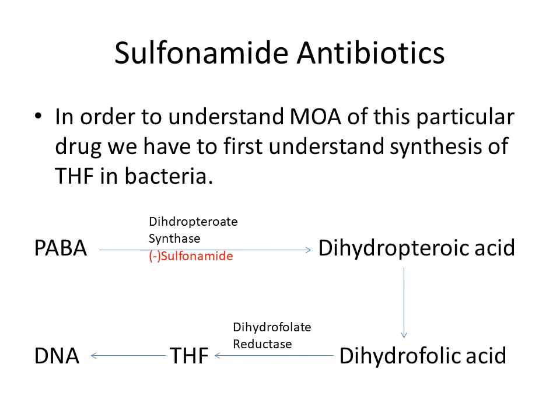Dihydropteroic acid will convert into dihydrofolic acid, and dihydrofolic acid will convert into tetrahydrofolate with the enzyme dihydrofolate reductase. This enzyme is inhibited by trimethoprim. Tetrahydrofolate will contribute itself into DNA making.